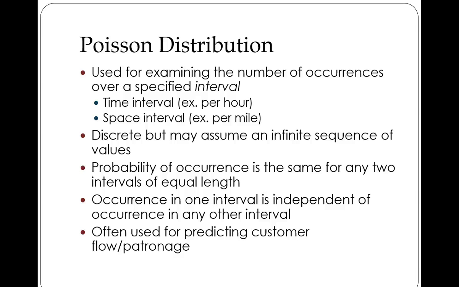The results are discrete, but they may assume an infinite sequence of values, and the probability of the occurrence has to be the same for any two intervals of equal length. So that's kind of like the binomial, right, where the probability has to be the same each time. The occurrence in one interval has to be independent of the occurrence in any other interval. So that means that what happens at one time does not influence what happens in the next time interval. Okay, there's no reference to the previous. And one of the places that we use this in business a lot is for predicting customer flow or patronage of a place over time.